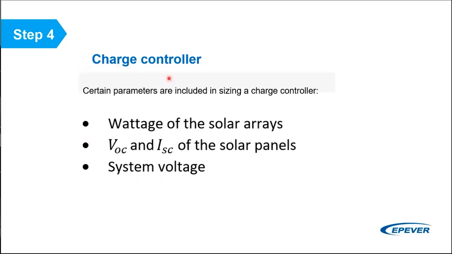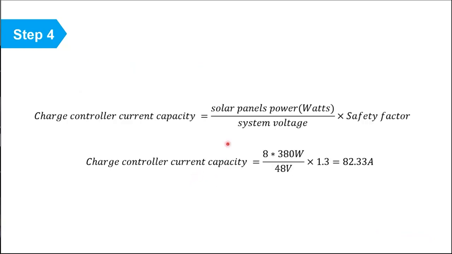So to calculate the charge controller, you need the wattage of the solar arrays. You already have it. You need the VOC and ISC of the solar panels. We have it. And we need the system voltage, which is 48 volts. So let's put everything together. We selected 8 panels with the power of 380 watts, and the system voltage was 48 volts. And then we have a safety factor. Why do we have this safety factor?